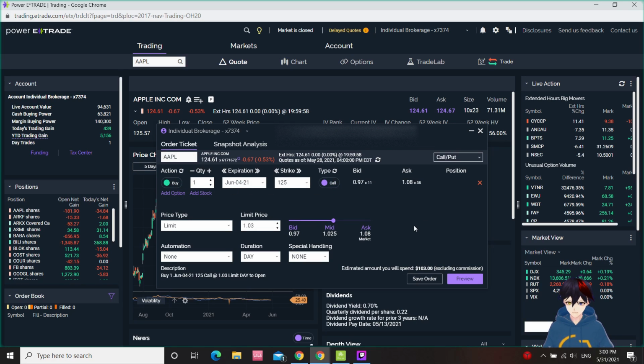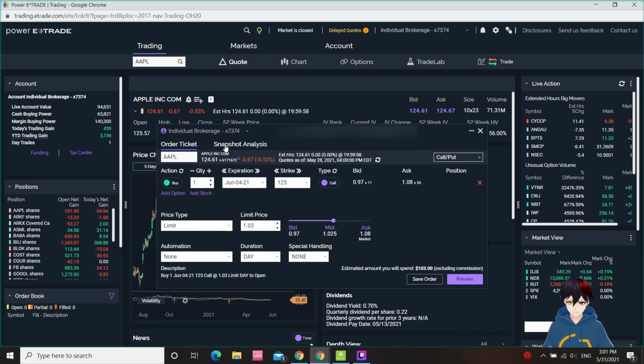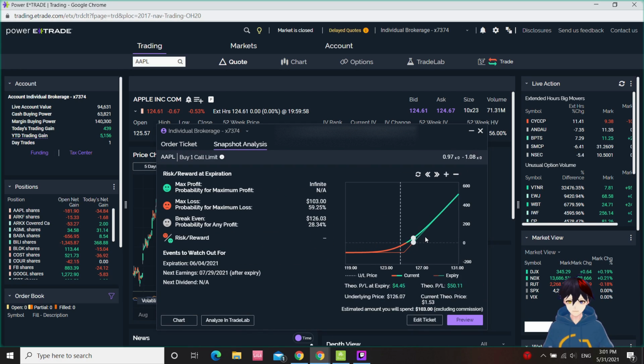And here's what I want to show you guys, the snapshot analysis, which just tells you the risk profile and at what price of the stock you will make money and what price you would lose money, and it gives you a probability. So, for example, you bought a call at 125, then Apple stock could theoretically go to infinity. But you know that would never happen, realistically.